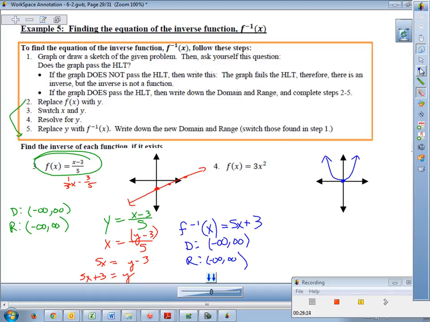So, there's a sketch of that. Do the horizontal line test. Does it pass the horizontal line test? Nope. So your orange card will tell you what to do.